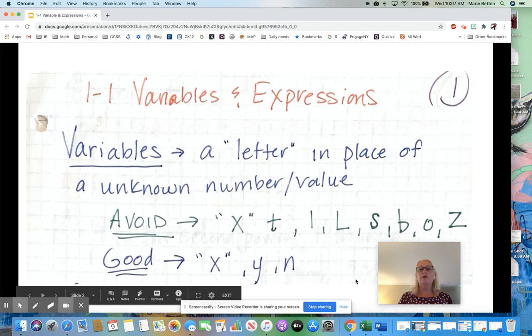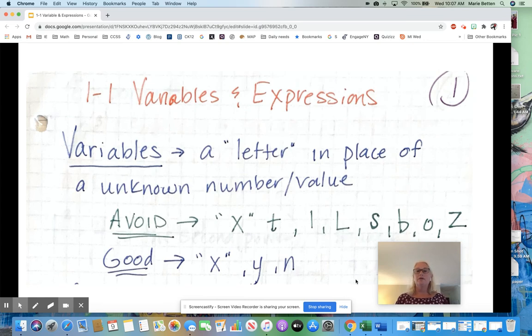Other letters to avoid are T's, they look like plus signs, L's, either lowercase or capital, S because my S's turn to 5s, B's often begin to look like 6s, O's can be 0s, and Z's turn to 2s. I would prefer if you used X, Y, or N.